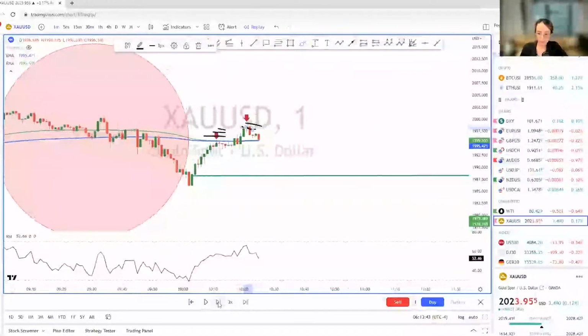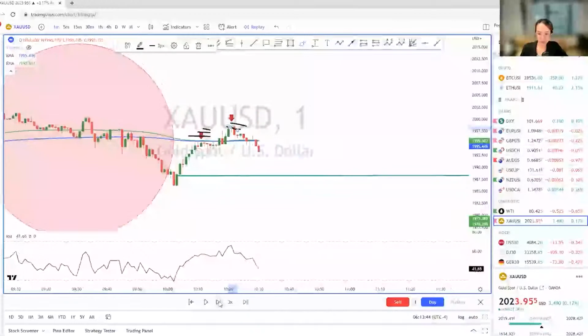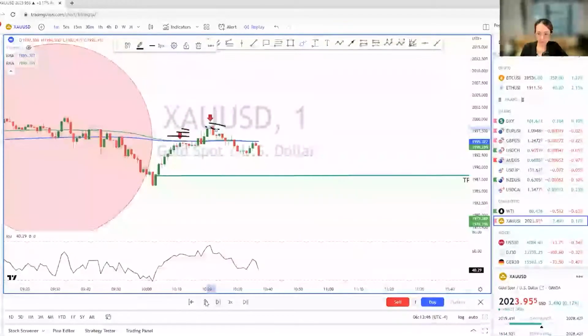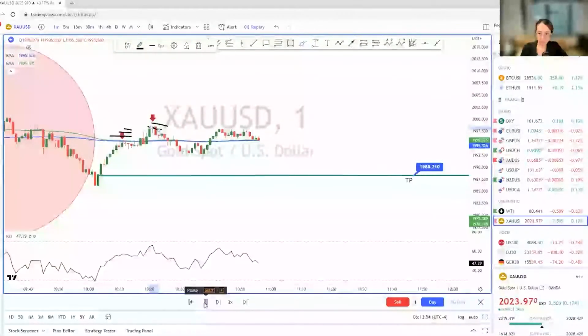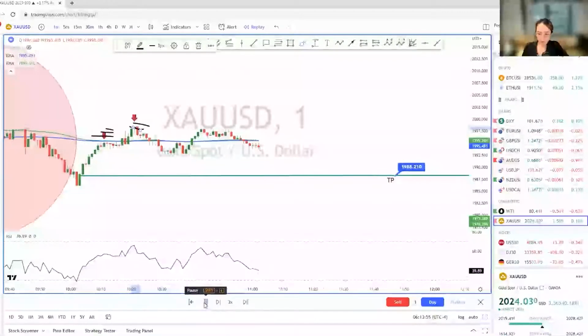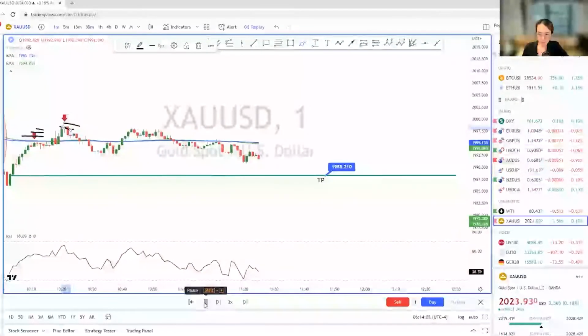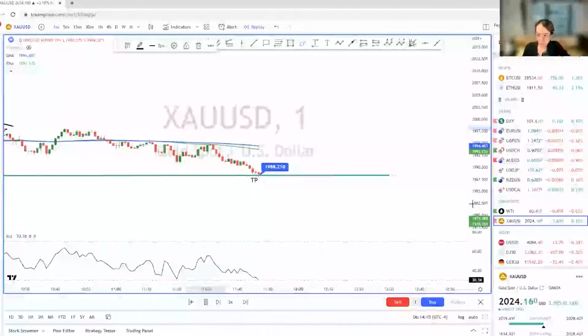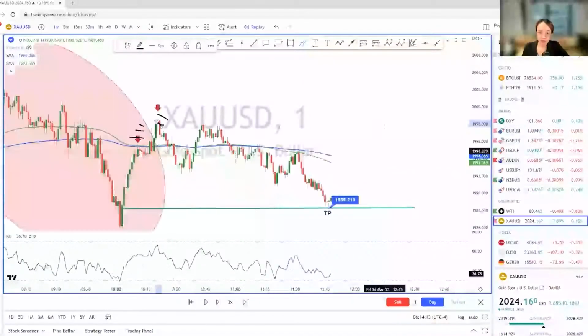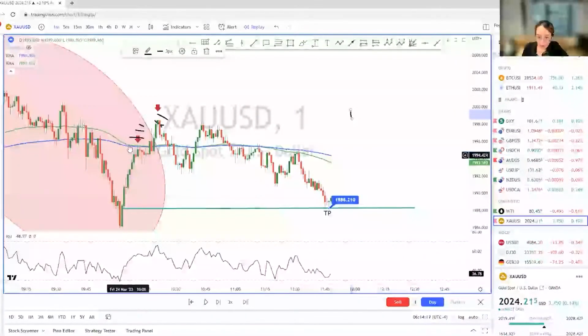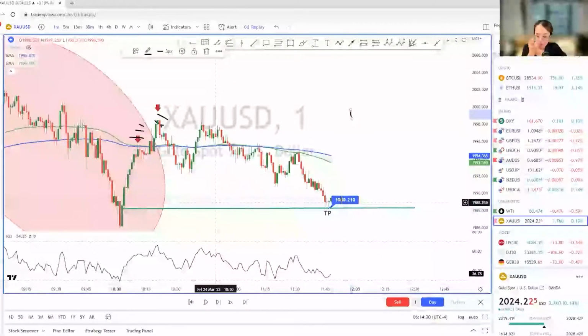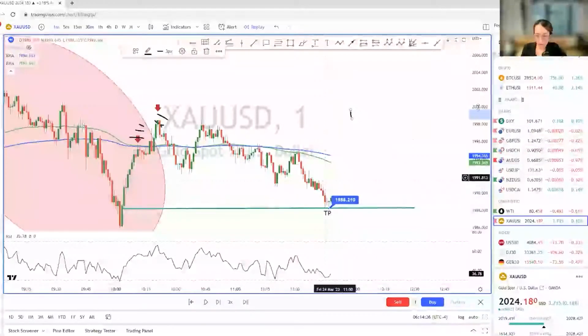You can see price coming down. Then it hits my TP here. You can see my first order I entered at about 1995, and my second one is about 1998. So my TP is about 1988. It's almost 1000 points, or 100 pips here. So this is how I scalp gold.